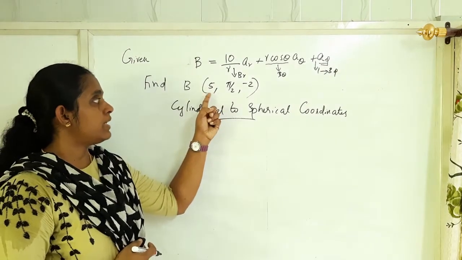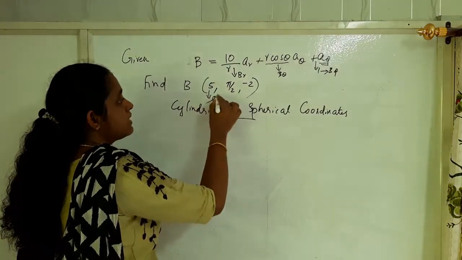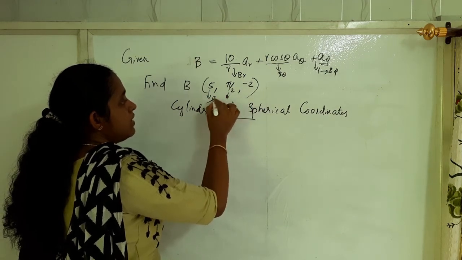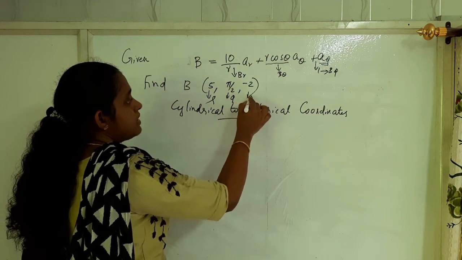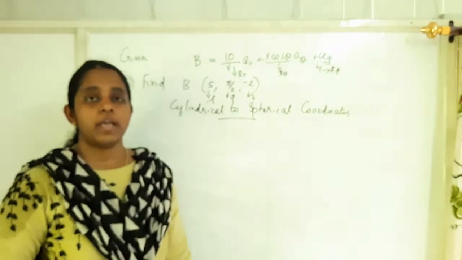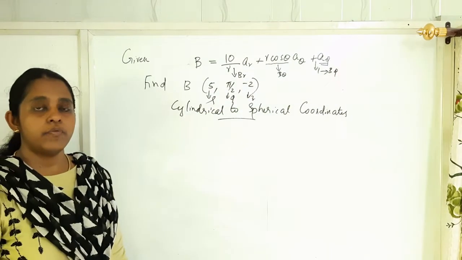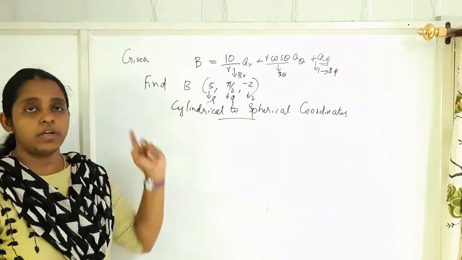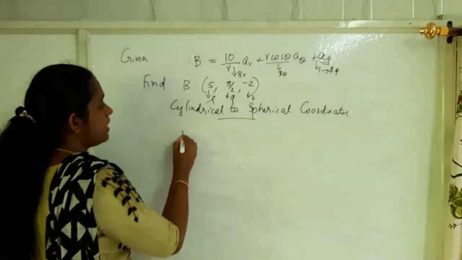That is given in the question. Rho is 5 in the cylindrical system, phi is pi by 2, and this is minus 2, that is z. So these are the cylindrical coordinates. First we have to find the spherical coordinates. So how can we find the spherical coordinates?